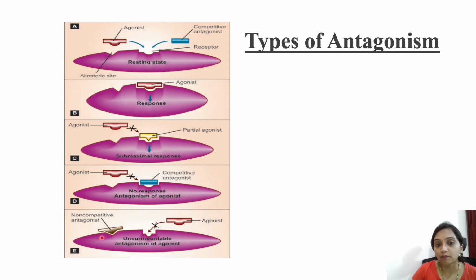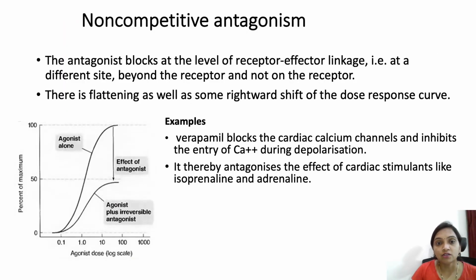Whereas non-competitive antagonism, which you will be studying in the next slide. What happens there is, see, the agonist and the antagonist have different allosteric sites. They will not compete for the same receptor. That is why it is called non-competitive. So here it is competitive antagonism. Okay, so non-competitive antagonism, you saw there.